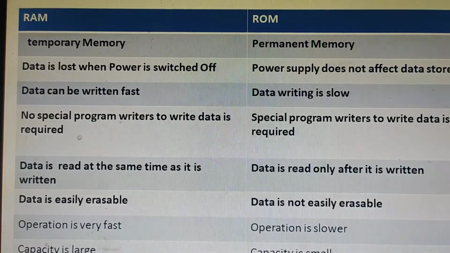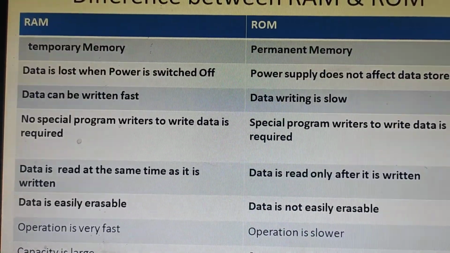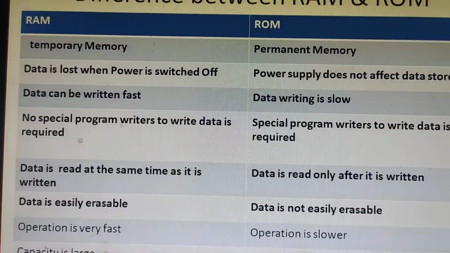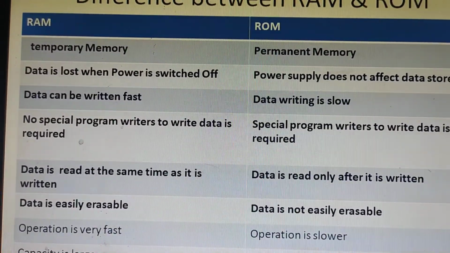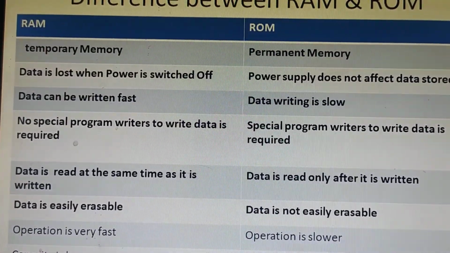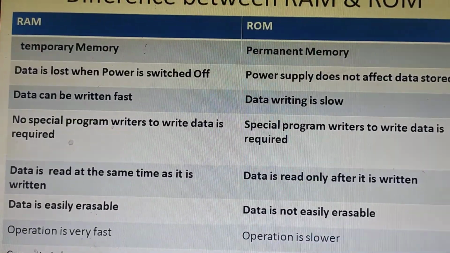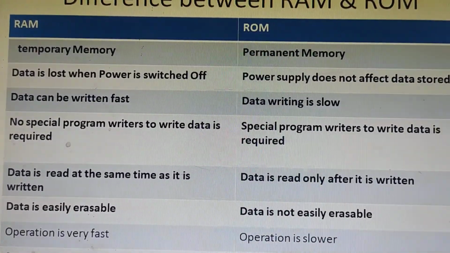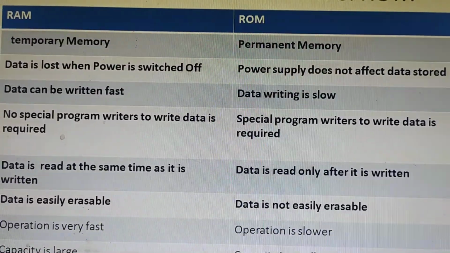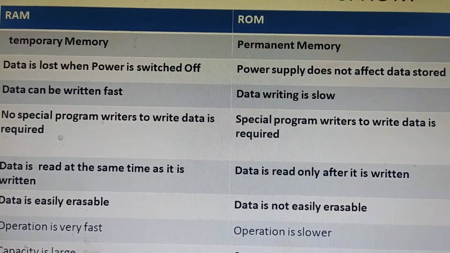The second difference: in RAM the data is lost when the power is switched off. It is also called volatile memory. In volatile memory, the data storage depends upon the power supply. But in case of ROM, the power supply does not affect the data stored. Whether the power supply is present or not, the data is safe.